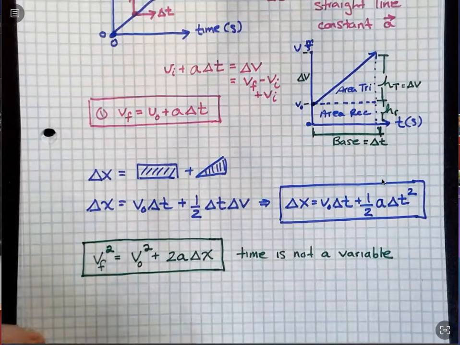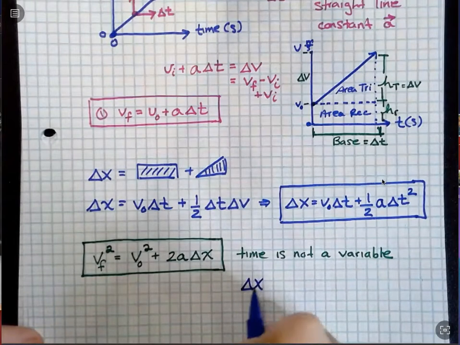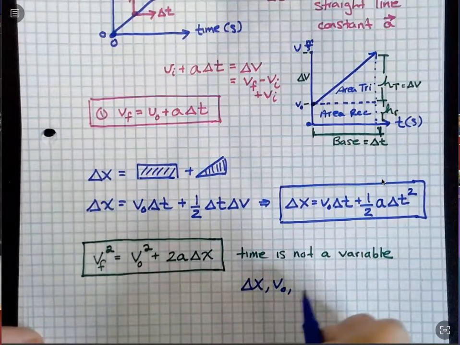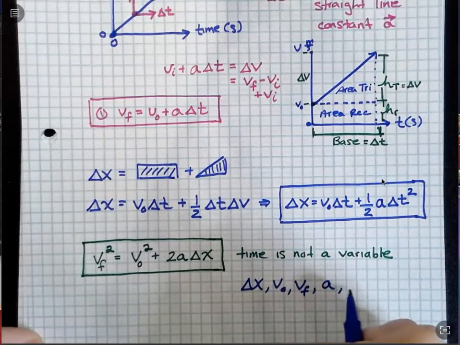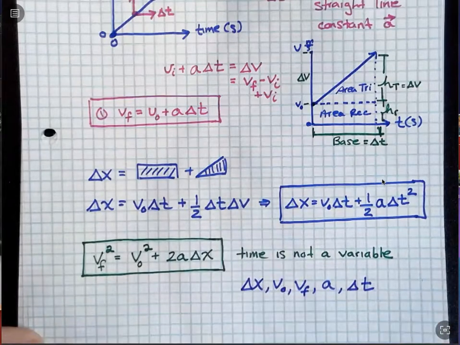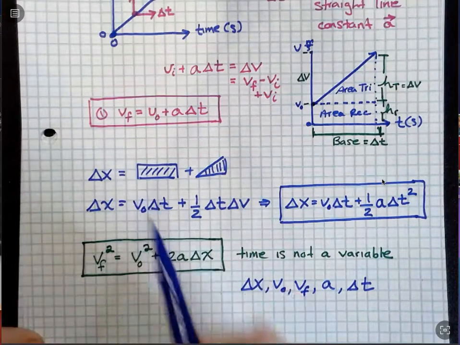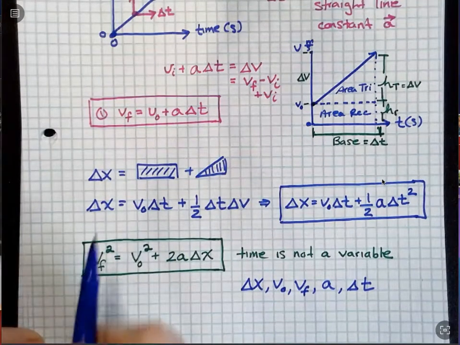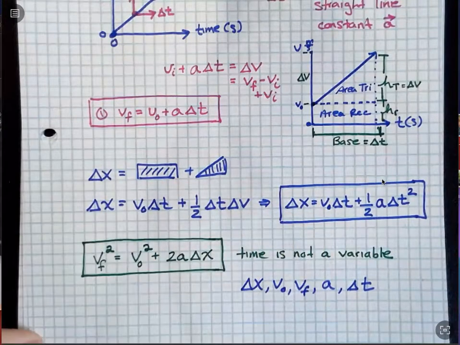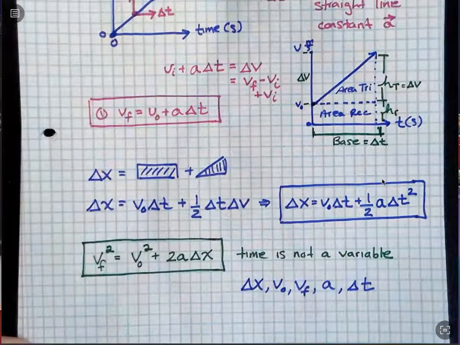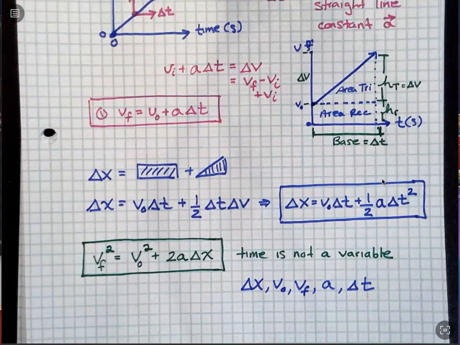So recall we have 5 kinematic variables. They are delta x, our initial velocity, our final velocity, our acceleration, and our time interval. Our goal is to always try and find 3 of these 5 variables to solve any problem. So these are the equations we use. Number 1, number 2, and number 3. The goal, and game if you will, is to figure out which combination of equations will allow us to completely describe the motion of any object moving in a straight line.